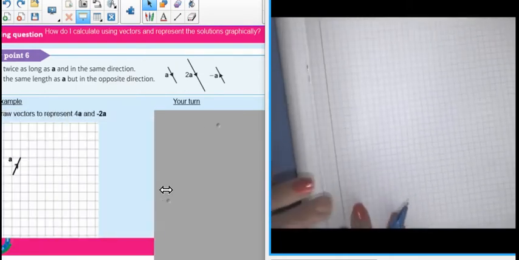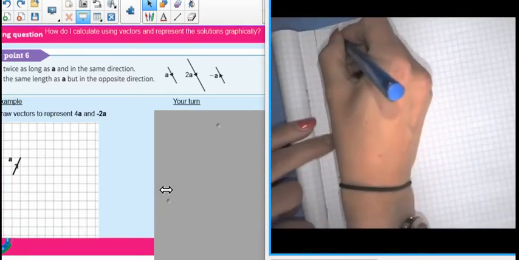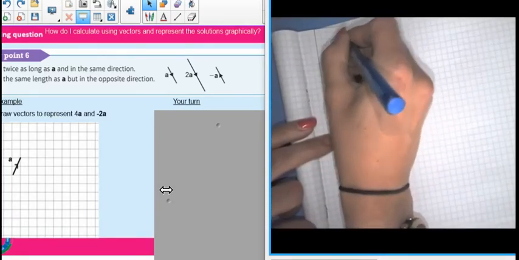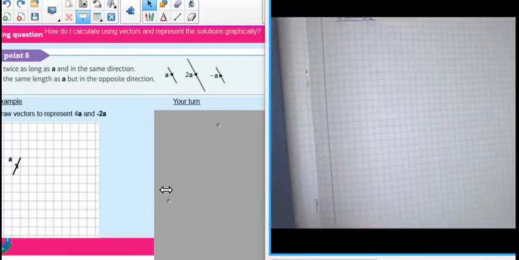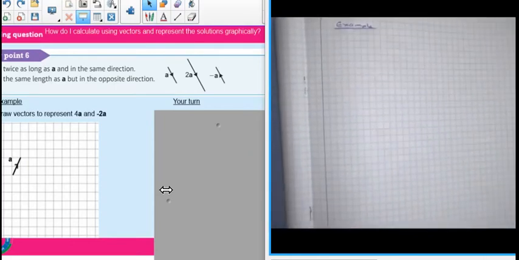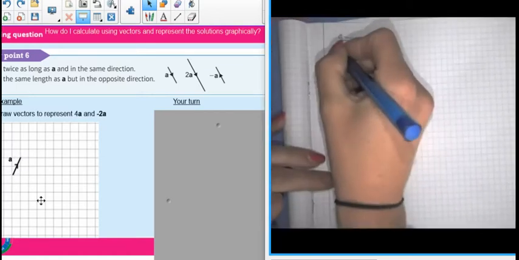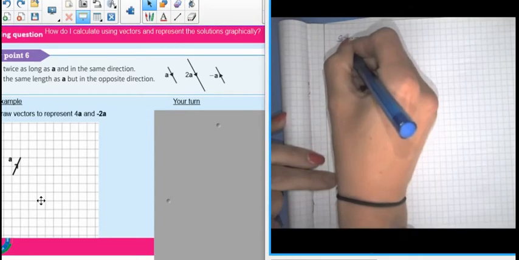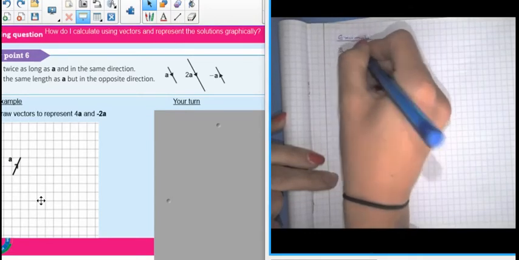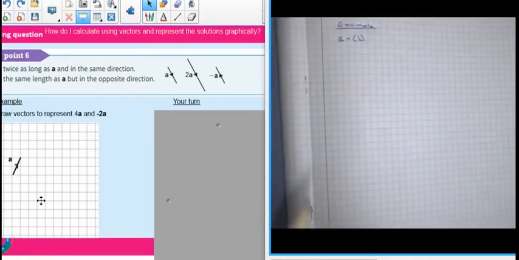If you copy the example down, or you don't need to because mine will be on the screen when you're doing your turn anyway. So I have my vector A here, which if you look at the screen you can tell that that vector is 1 to the right and 2 up, so we can say that A is (1, 2). I'm also going to draw it.